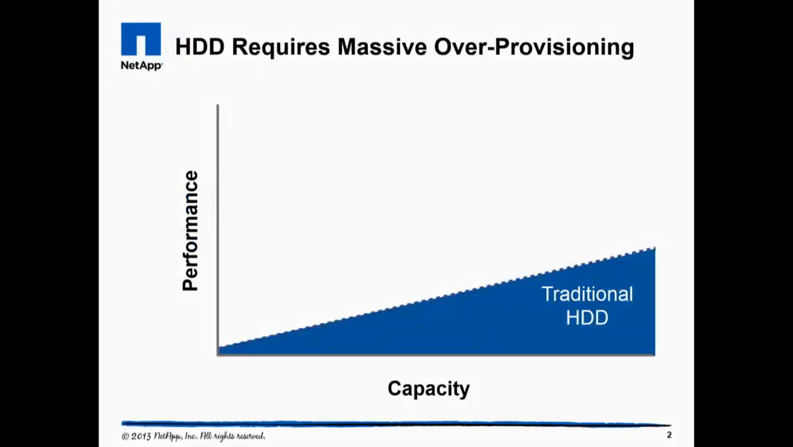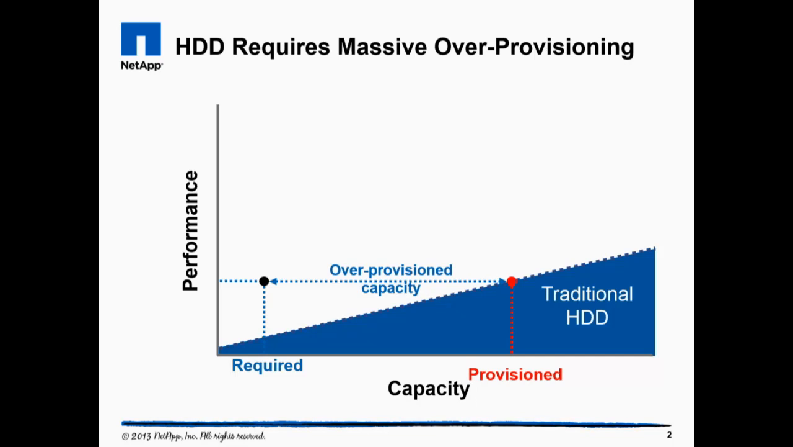I did want to start by level setting and make sure we're all talking about things in the same context. Traditional media hard drives have increased in capacity much quicker than their ability to deliver performance. So you may require as much capacity as what I'm showing on the left in the black dot, but to meet your performance requirements, you have to provision enough hard drives so that you have enough spindles to keep your performance at a decent level. And so there's this large amount of over-provisioning in a lot of environments today.